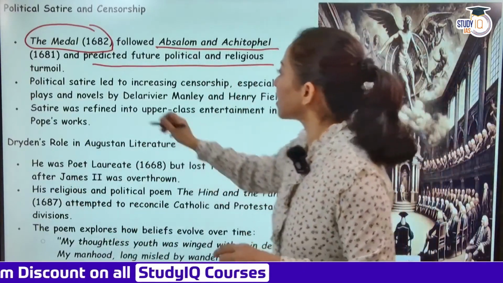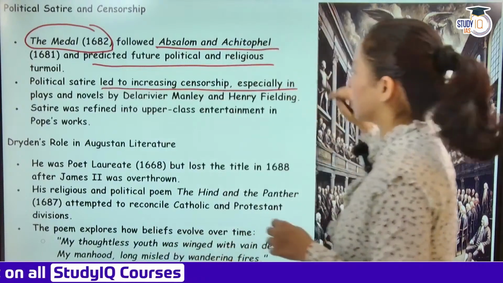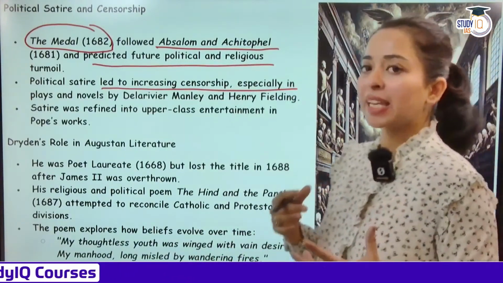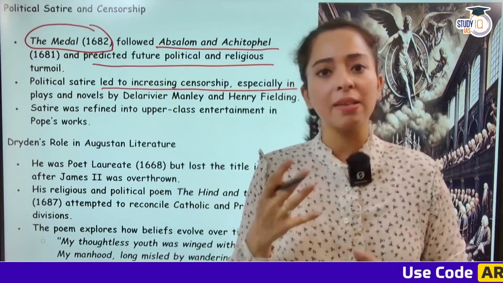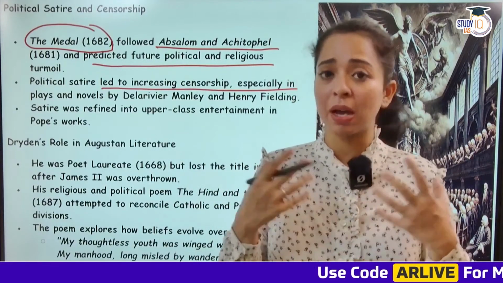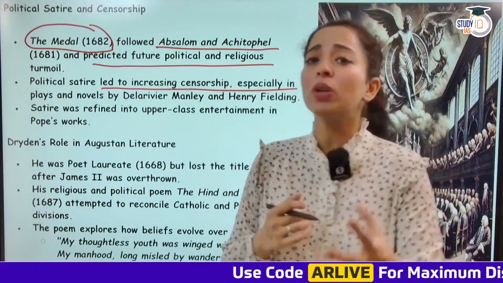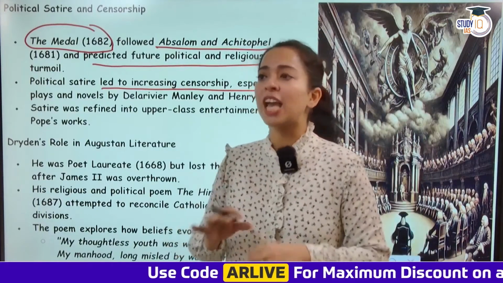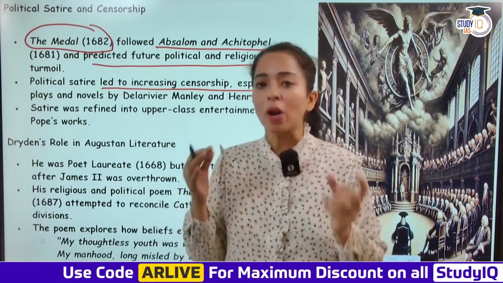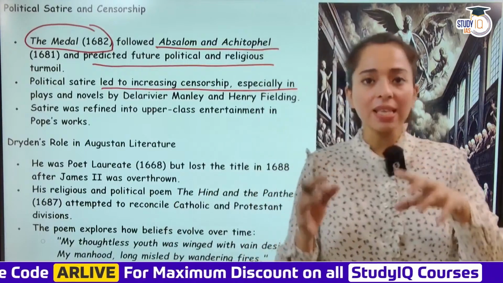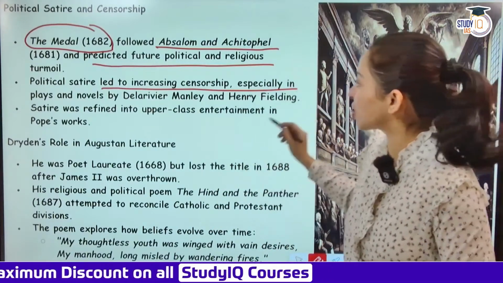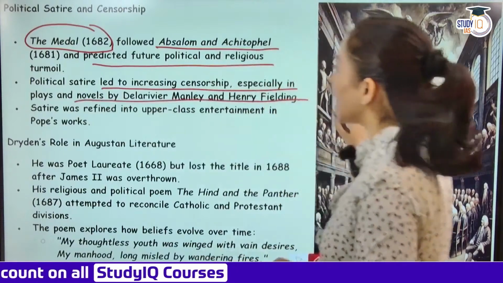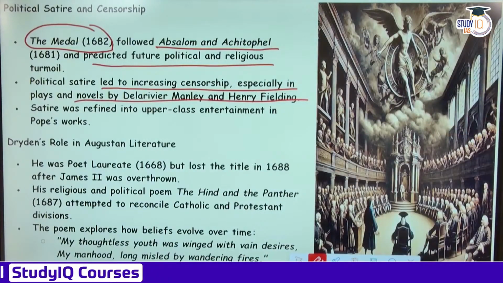Now, political satire led to increasing censorship. Okay, so political satire इतना ज़्यादा increase हो गया कि politics में भी बहुत ही ज़्यादा ridiculous ideas आने लगे, as in ridicule करने लगे दूसरे लोगों को, चाहे वो ministers हो, चाहे वो royal nobility हो. So this had to stop. So इस पे censorship लग गया, especially in plays and novels by Delarivier Manley and Henry Fielding.